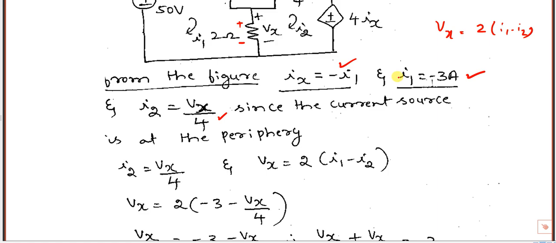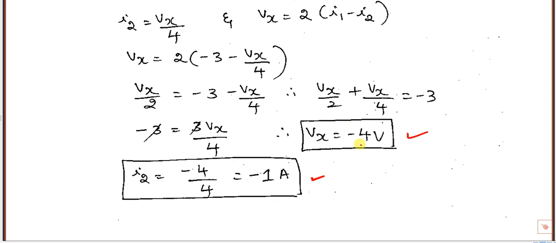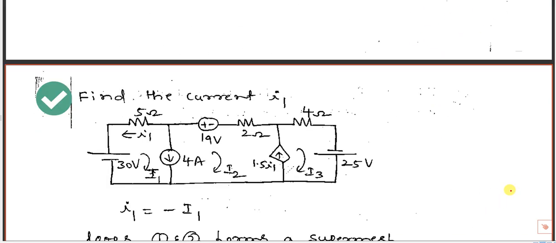Ix direction is mapping with the 3 amps. So Ix is minus I1, which is equal to minus of minus 3, which is equal to plus 3 amps. So Ix is 3 amps, Vx is minus 4 volts. So this is the answer.